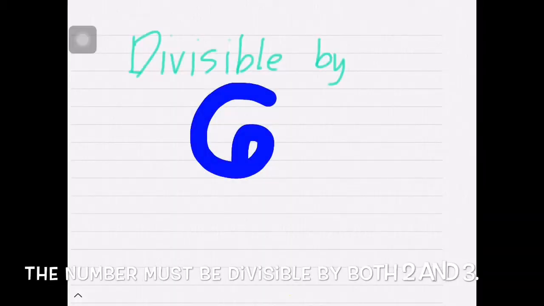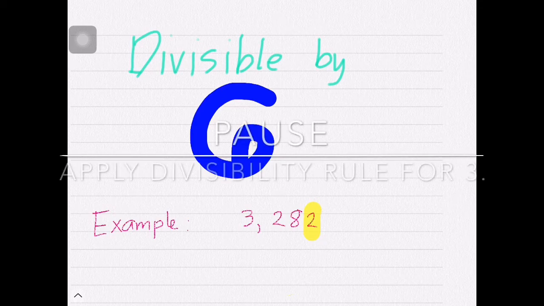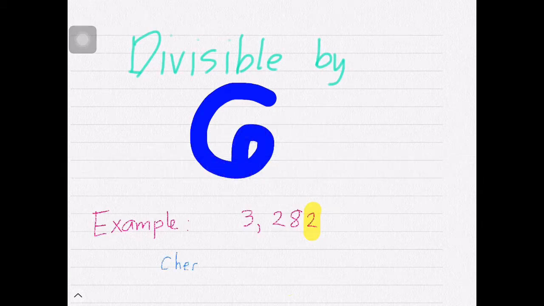A number divisible by 6 is divisible by both 2 and 3. Is this divisible by 2? Yes, because the last digit is an even number. Is this divisible by 3? Yes, because the sum of its digits is 15, and 15 is divisible by 3.